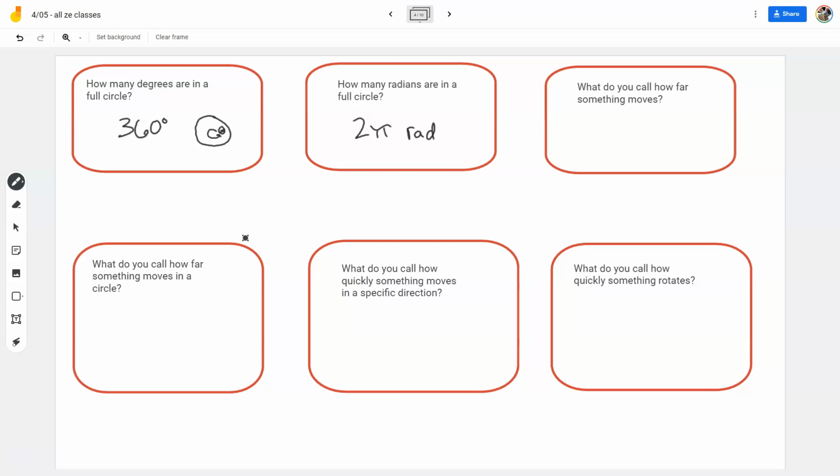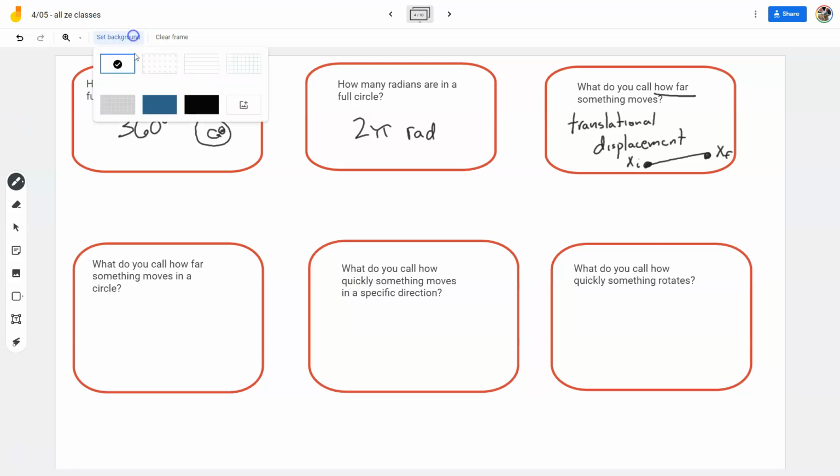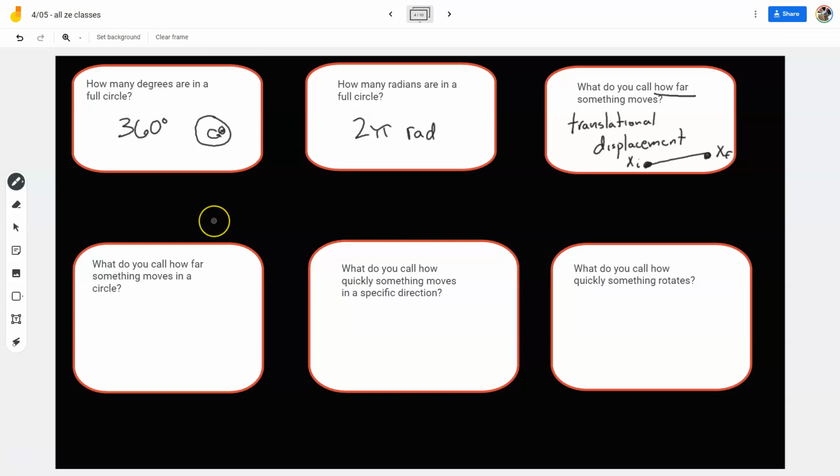What do you call how far something moves? That would be translational. And we'll get into what translational means in a second, but translational displacement is when we're talking about how far something moves from its initial point to the final point. When we talk about how far it moves in a straight line, that is translational displacement. But what do you call how far something moves in a circle?